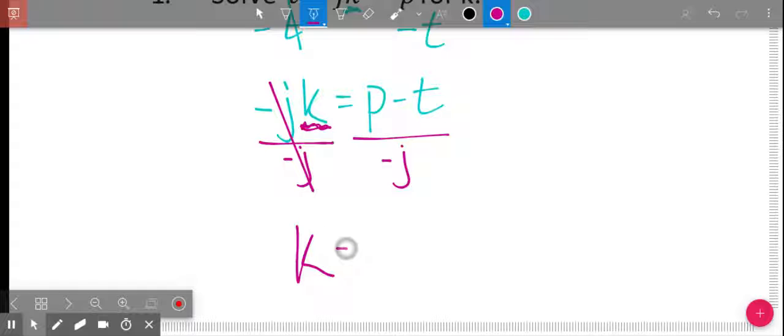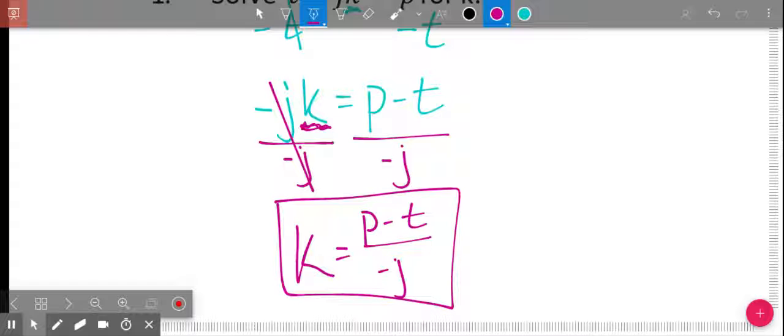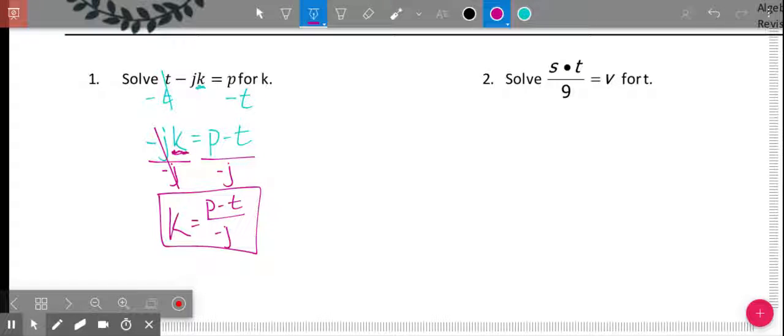And I'll have k is equal to, well, the p, the t, and the j still aren't like terms. They're all different. So I'm just going to leave it like that. P minus t all over a negative j. And that's going to be my final answer. Okay, so really we're still doing our inverse operations. We're just not canceling anything out. That's really the gist of it.